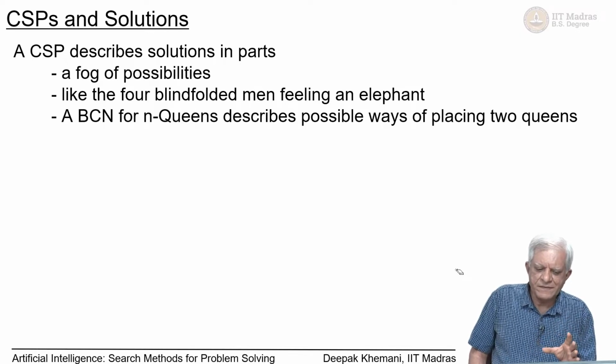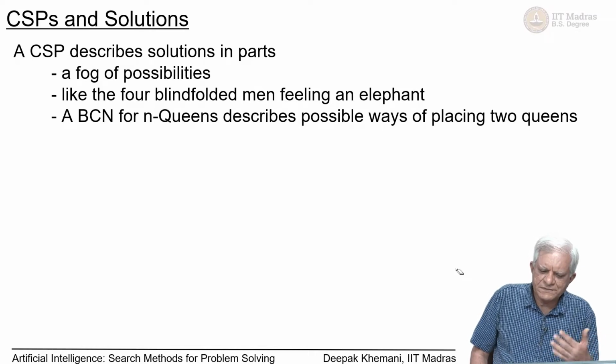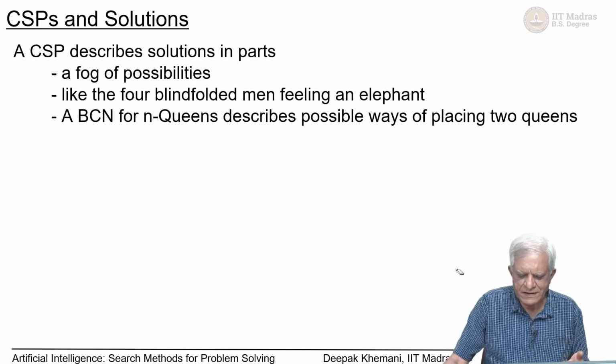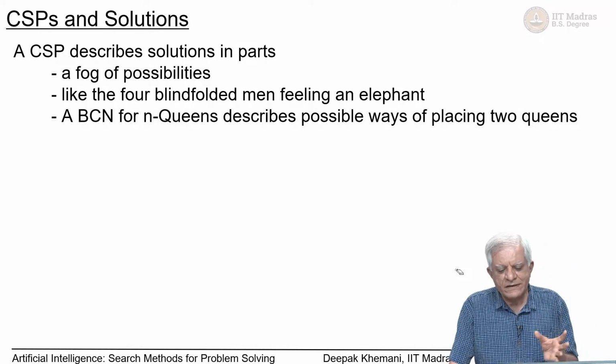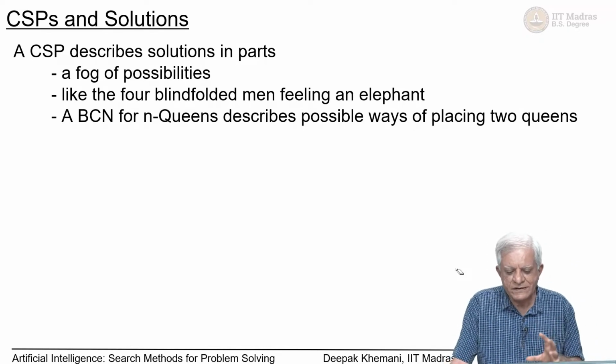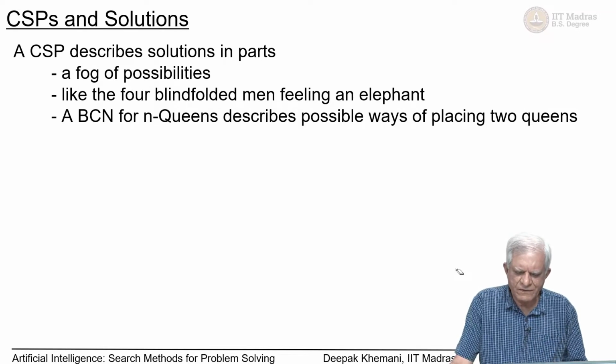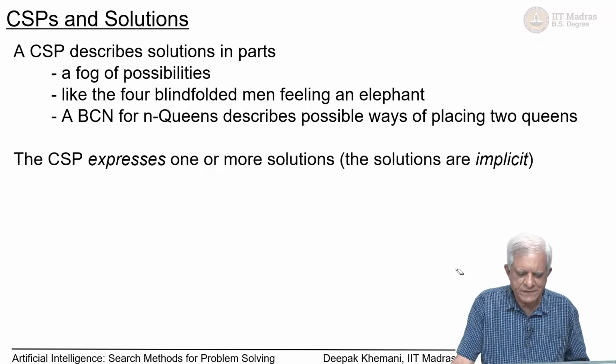these variables. So, this is a little bit like the story of 4 blindfolded men who were trying to figure out what they were touching, and somebody would touch the leg and say it is a trunk, and somebody would touch the tail or something and things like that, and they are trying to figure out what is the object that they are touching. And we saw that binary constraint network talks about such a thing.